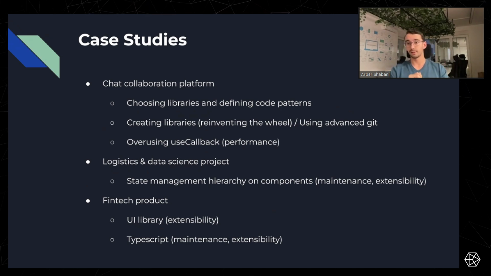Using advanced Git is also an issue, because with submodules, stuff like that, if the team is not very good at Git, it just makes everything more complex and slows everything down. Overusing useCallback: I did some performance testing back in the day, so it was quite interesting to see how negatively it was affected by overusing it. So just be careful and use it only when necessary.